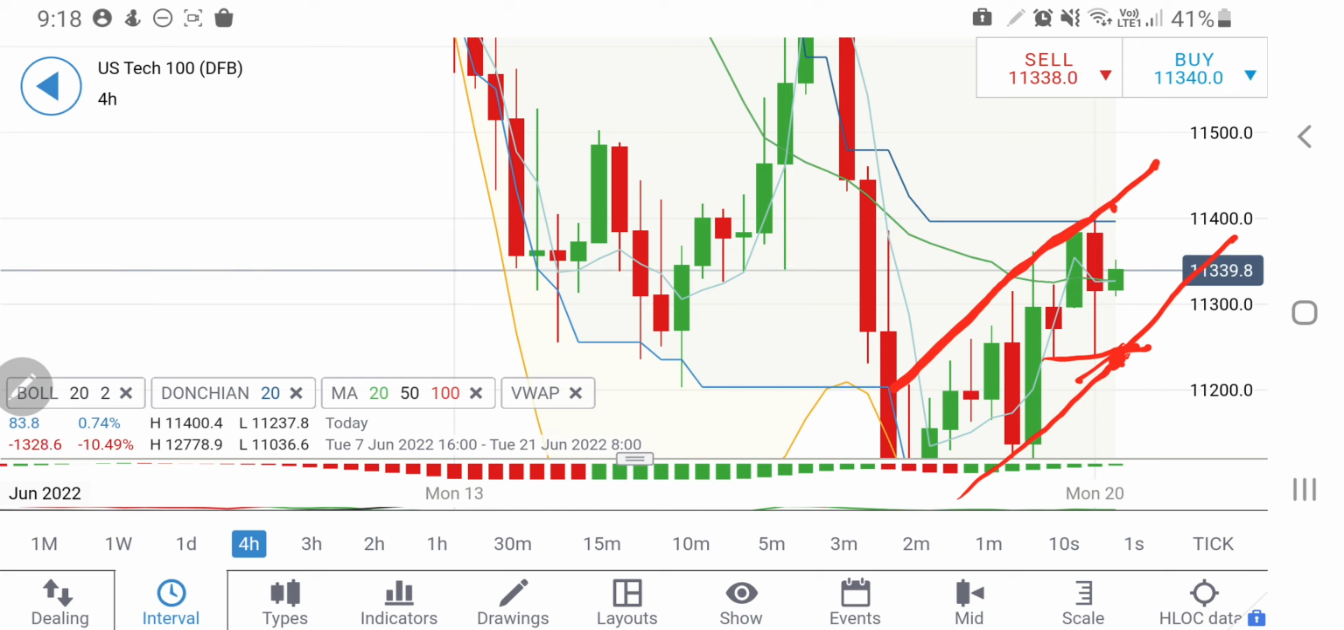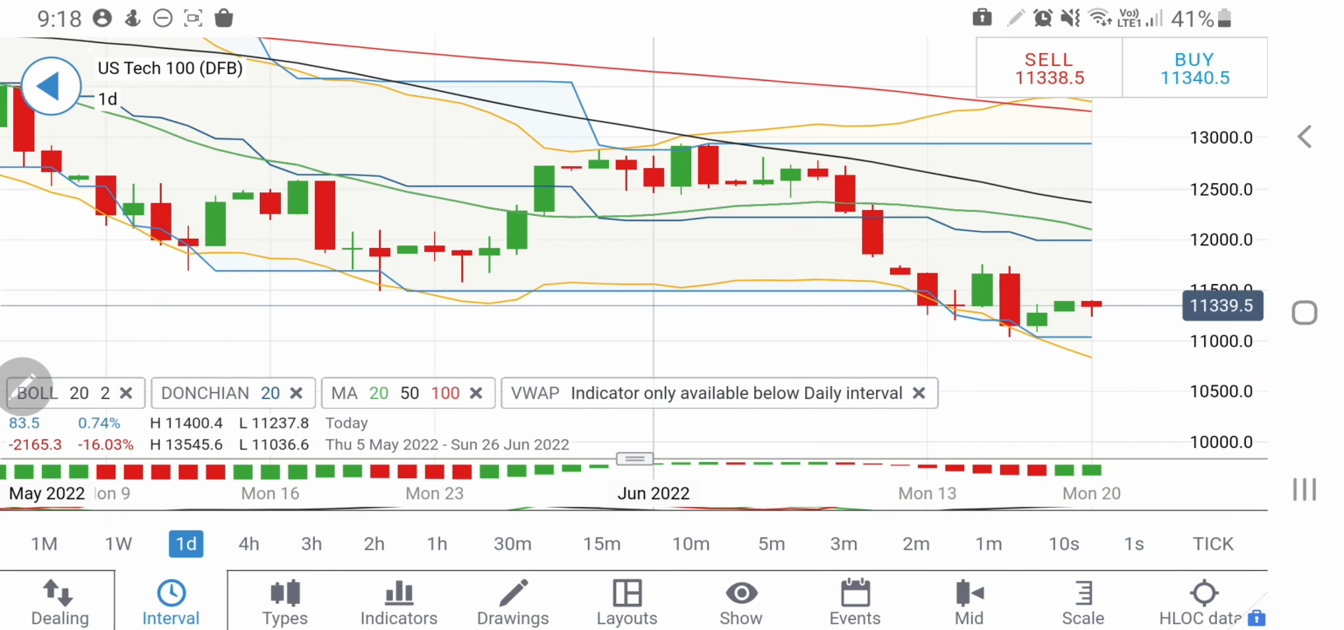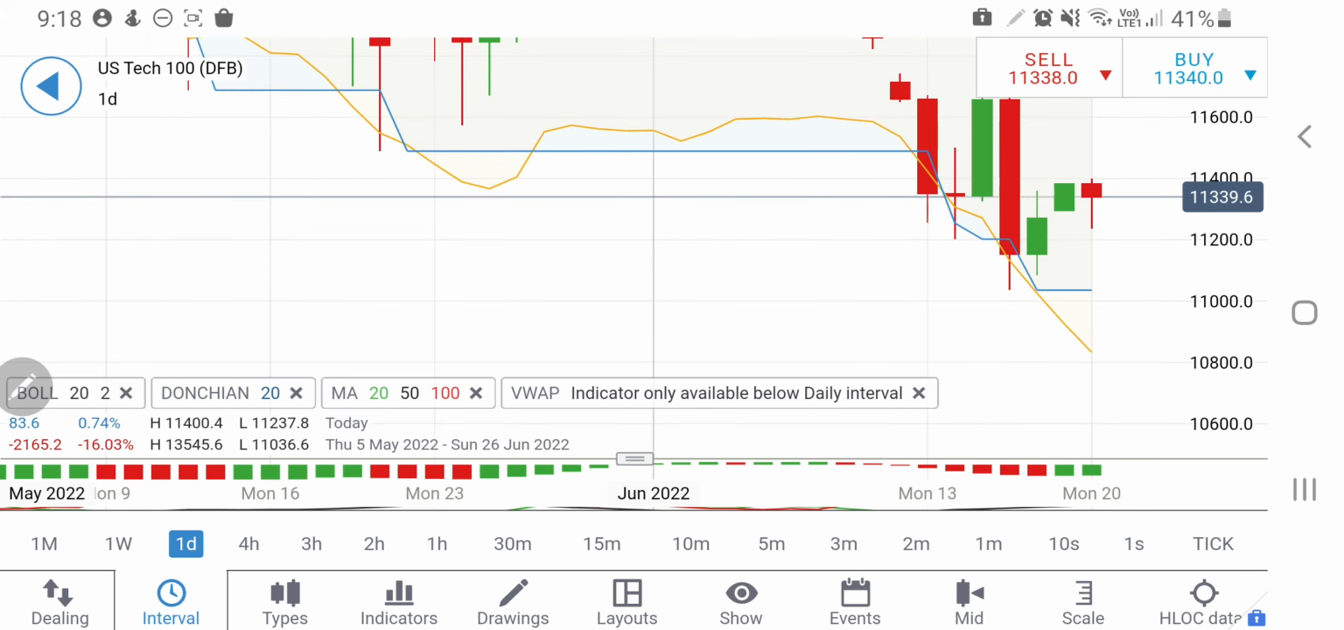On the upside, once it trades beyond 11,440, you can expect 11,500, 11,550, 11,600. If these three are taken, it is definitely going to hit 11,800 plus levels. So this is what we can see on the 4-hour charts, and let's have a look if the daily charts are reflective of anything else, or are of the same opinion.